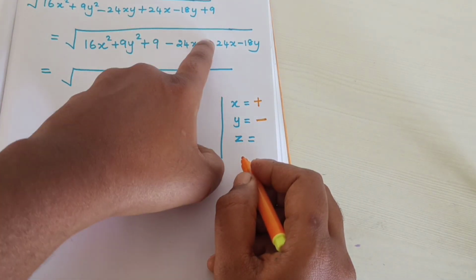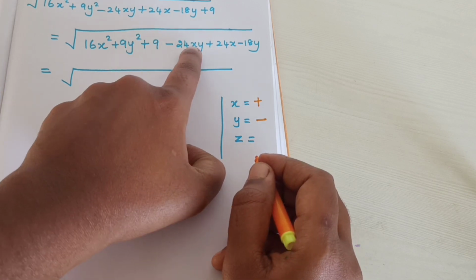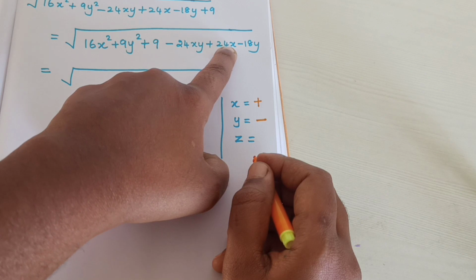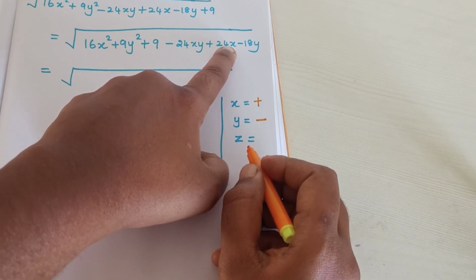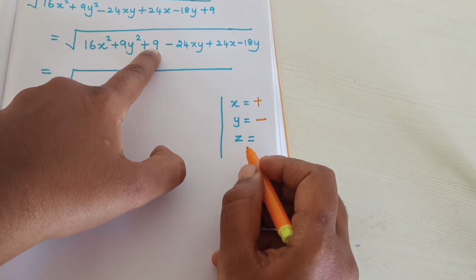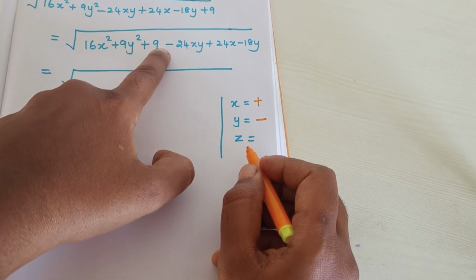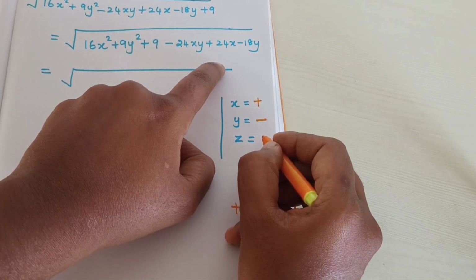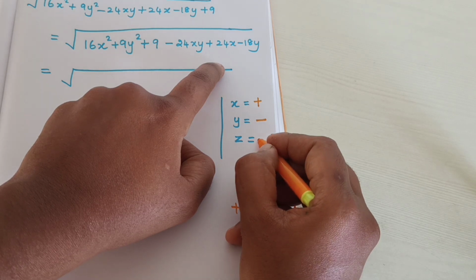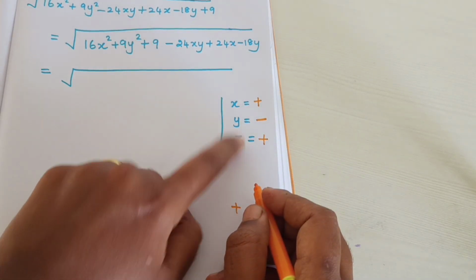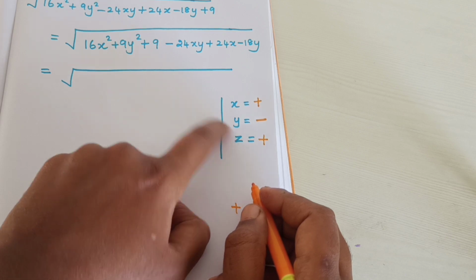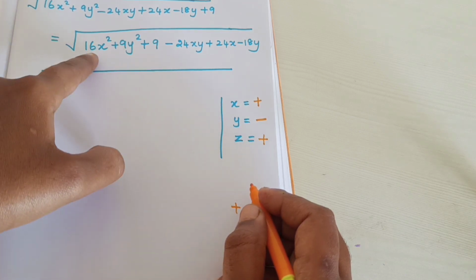And what about z? Z is hidden, no? That means x value plus and y value minus gives minus. Here only the x value is given, the z is hidden. That means the constant 9 is present, it does not contain any z variable. So automatically z has the sign plus. Got it? So first we need to arrange the symbols. Then we need to look at the numbers.